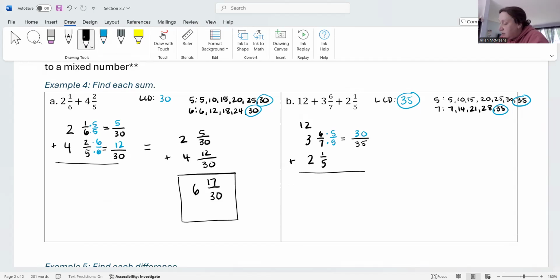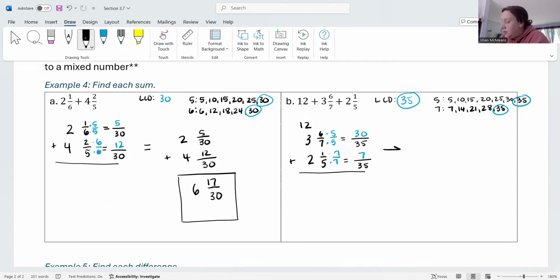Now let's do the same thing for 1/5. So we want to convert 1/5 to an equivalent form with 35 as the denominator. Okay, so what would we multiply 5 by to get 35? Well, we would have to multiply it by 7. So we want to multiply top and bottom by 7. 1 times 7 is 7. Okay, so let's just clean this up.